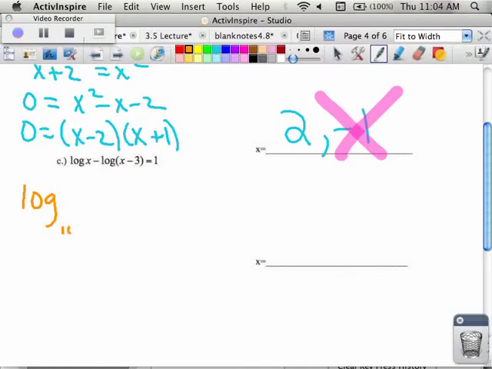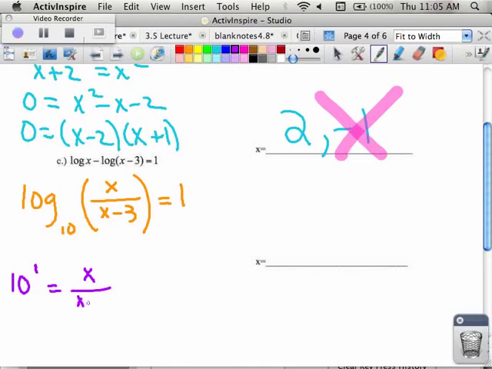So I really have the log base 10 of the thing that comes after the minus is on the bottom. The thing that doesn't have a minus with it is on the top. And on the right side, I have a 1. Oh, if I change it to Ben, I see 10 to the first power equals x over x minus 3.